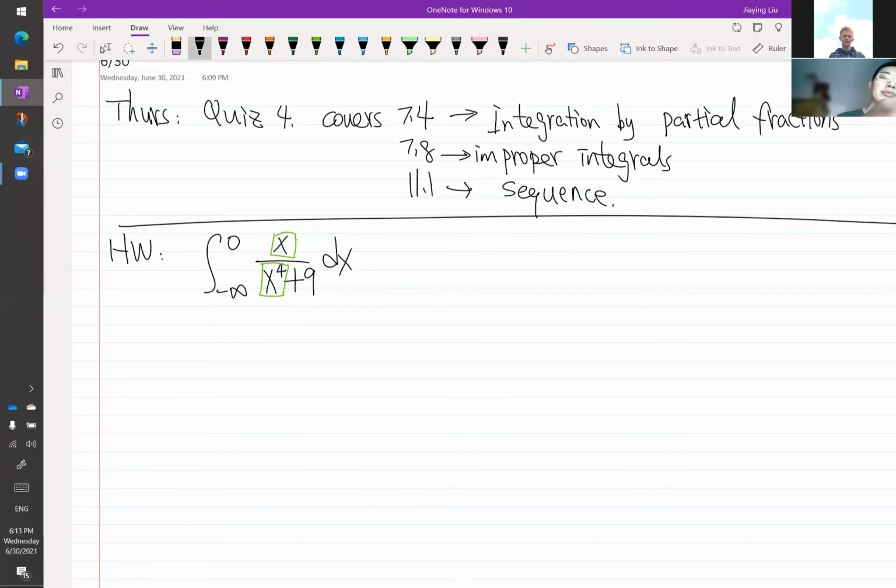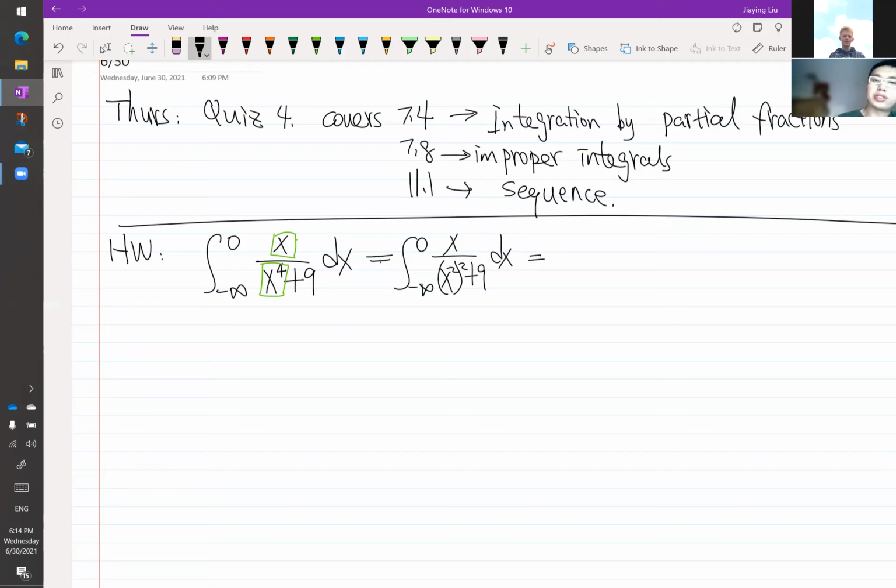So the first thing I'm going to do is rewrite this integral as x over x squared squared plus 9 dx. And now I can set u to be x squared, then du will be 2x dx. That would be perfect because I have x in the numerator and a dx on the side. So that's sort of the motivation there.